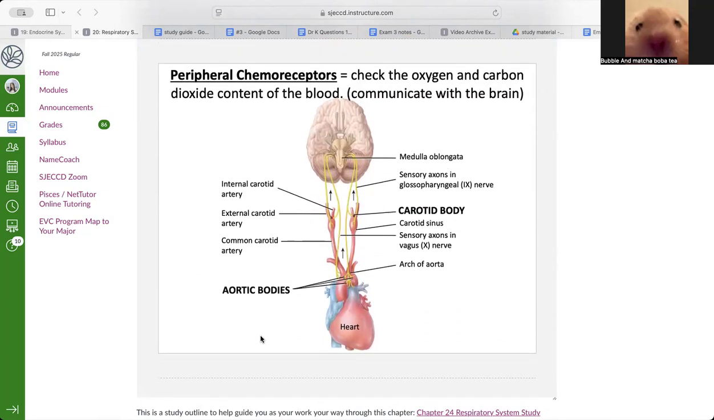We have the peripheral chemoreceptors that check the oxygen and carbon dioxide content of blood, so they influence respiratory centers. They're special sensory nerves in different parts of the cardiovascular system that check the O2 and CO2 content in blood. They talk to the brain around the carotid arteries. And there are chemoreceptors that check the blood content to make sure it stabilizes.